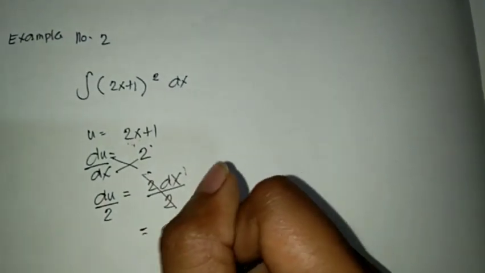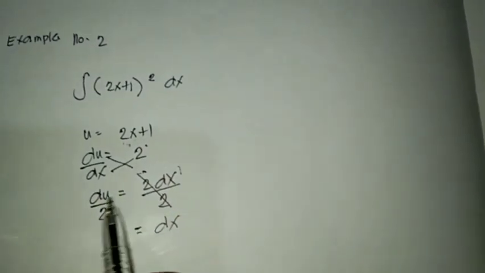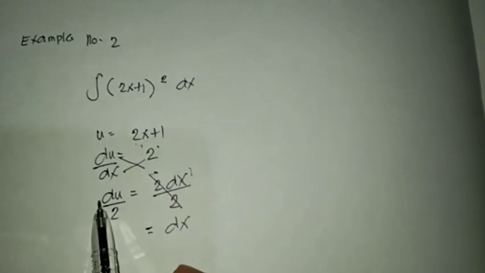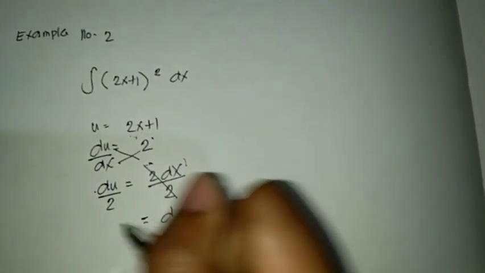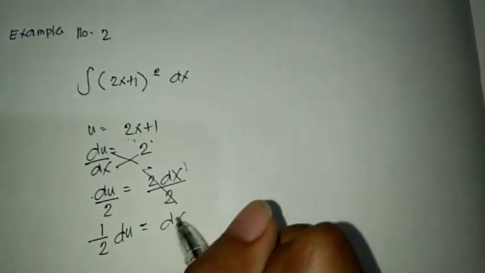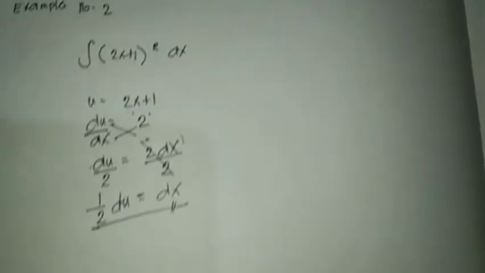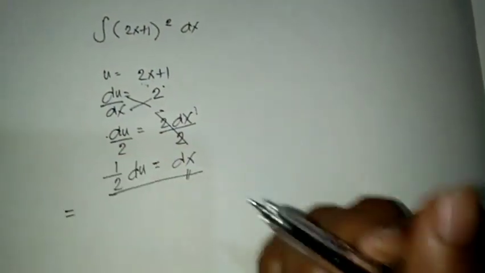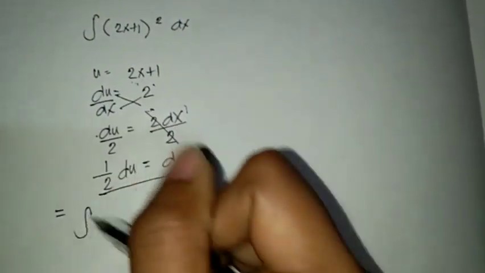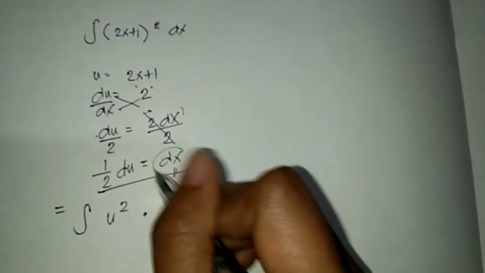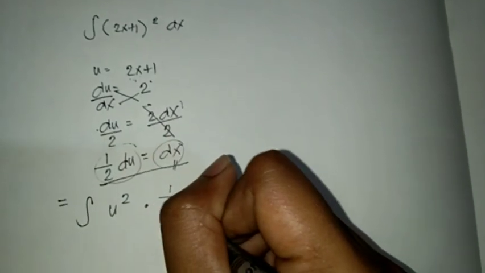Since we are going to find the value of our dx, we need to divide both sides by 2. Cancel out. And our dx is, since what I said earlier, that this one here already has a one whole number, so the value of our dx is 1/2 du. So after getting the value of our dx, we need to proceed to our equation. So since integral u squared times our value of dx is 1/2 du.